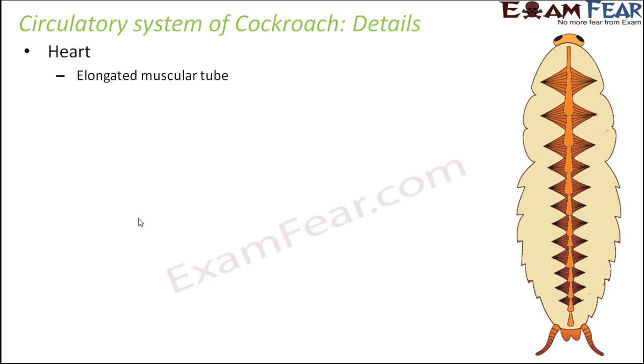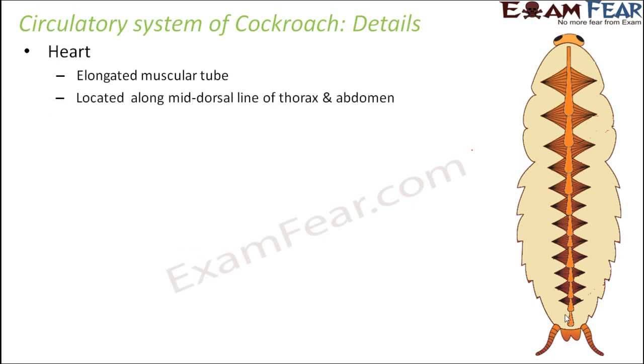First, let us talk about the heart. Heart is an elongated muscular tube. Here you can see this tube-like structure, which is nothing but the heart, and that is why we say that it has a tubular heart. It is located along the mid-dorsal line of the thorax and abdomen. This part is the thorax, this part is the abdomen. So in the middle of the thorax and abdomen, in fact the mid-dorsal line. You will be able to locate the heart only from the dorsal side, not from the ventral side.